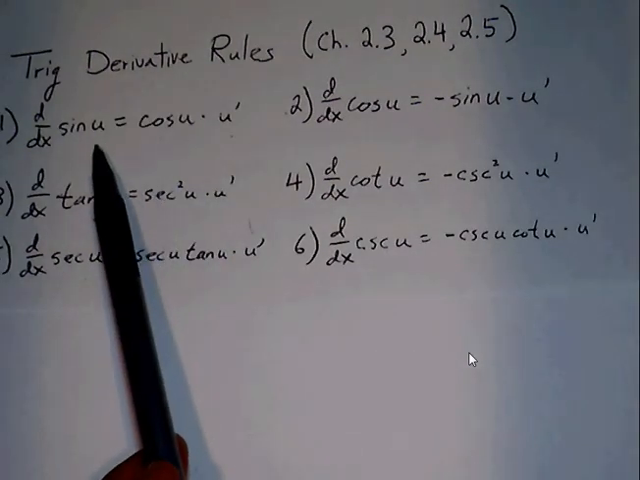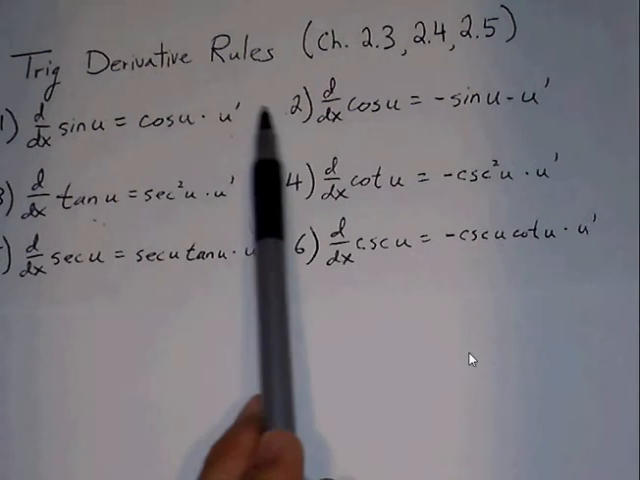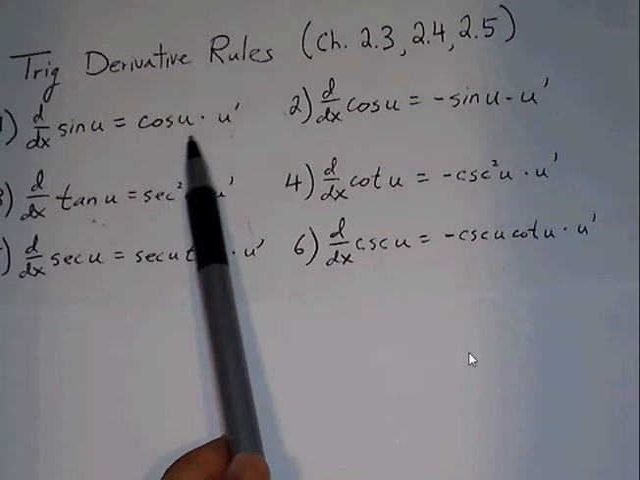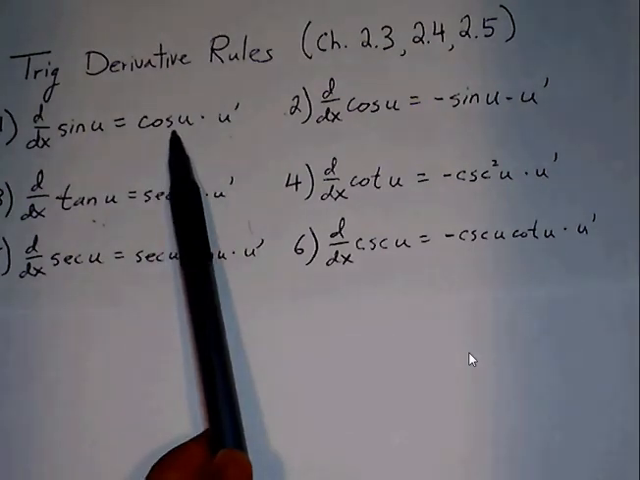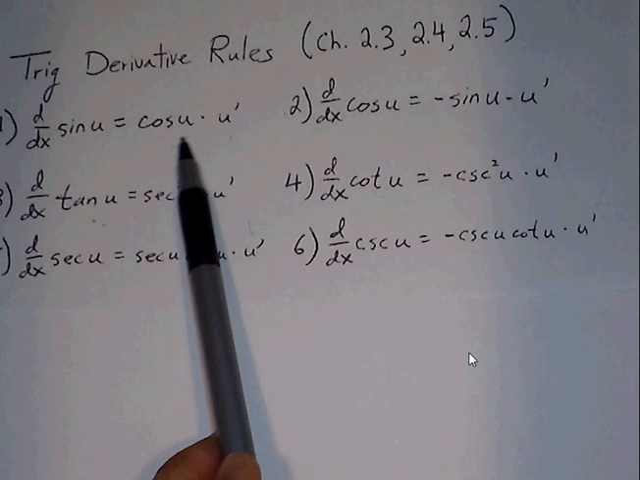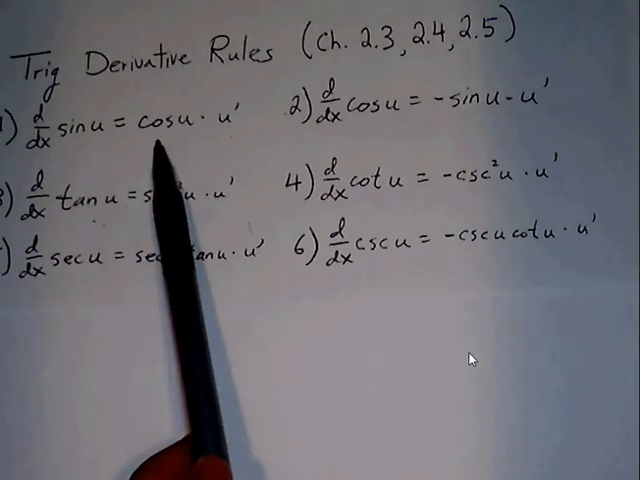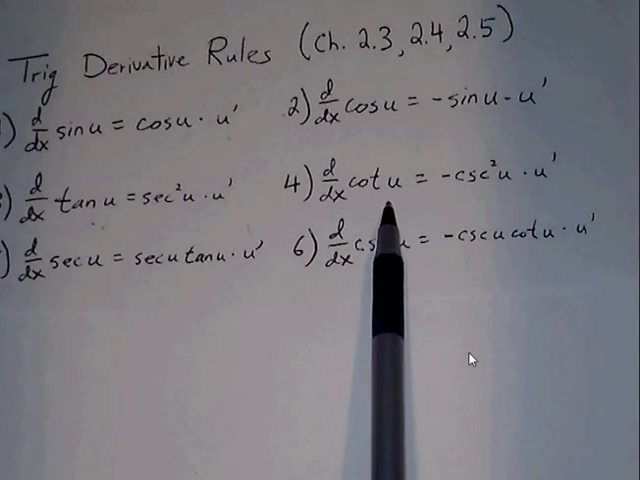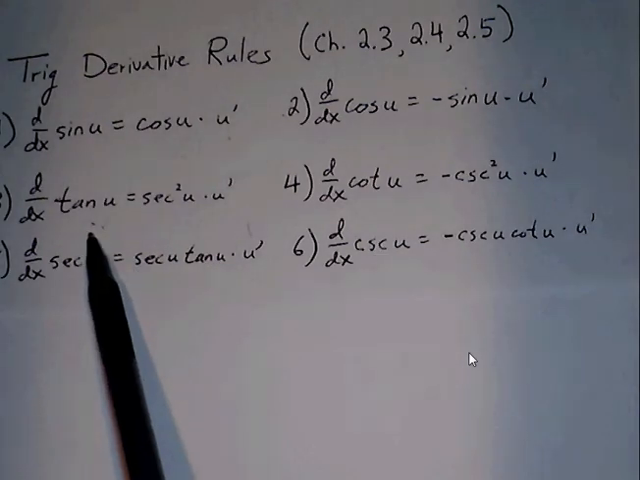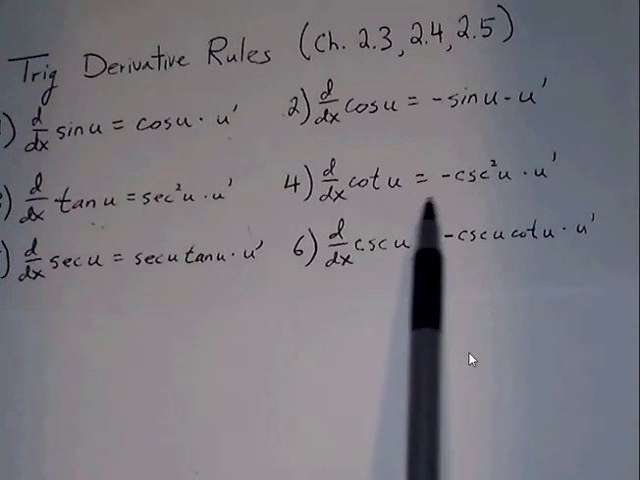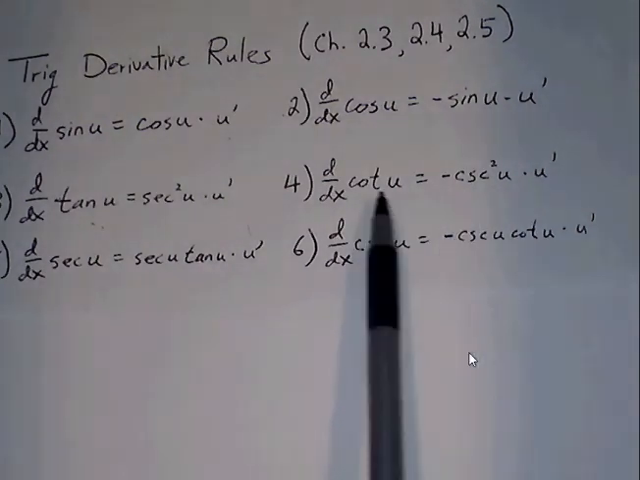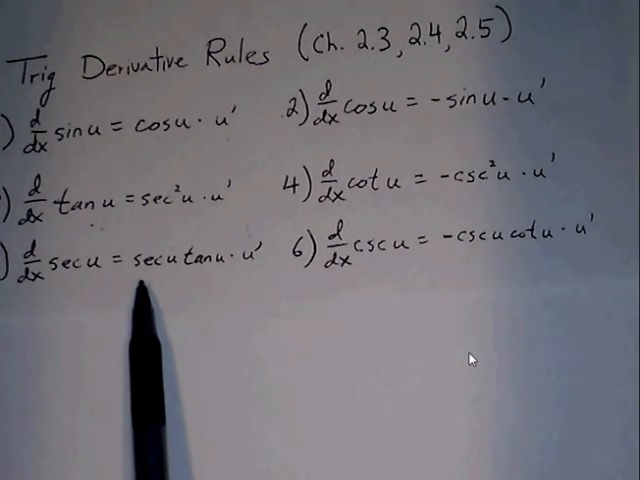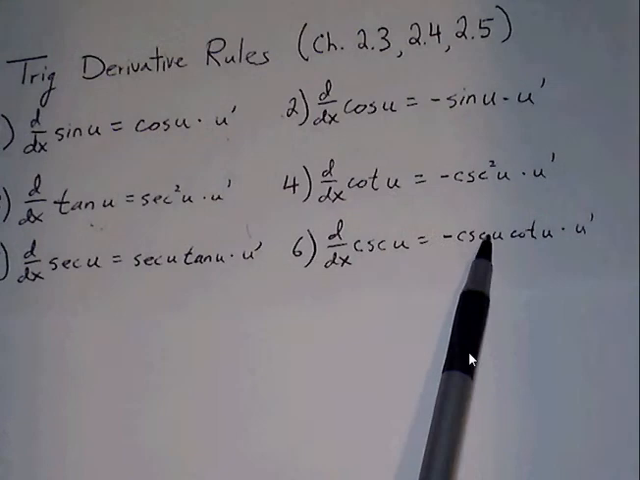Alright, notice the patterns here. Sine and cosine have a similar derivative in the sense that they are each other. Derivative of sine is cosine, derivative of cosine is negative sine. Tangent and cotangent have similar patterns. The derivative of tangent is secant squared u. Derivative of cotangent is negative cosecant squared u. And finally, secant and cosecant have similar patterns as well. Secant is secant tangent, and cosecant is negative cosecant cotangent.